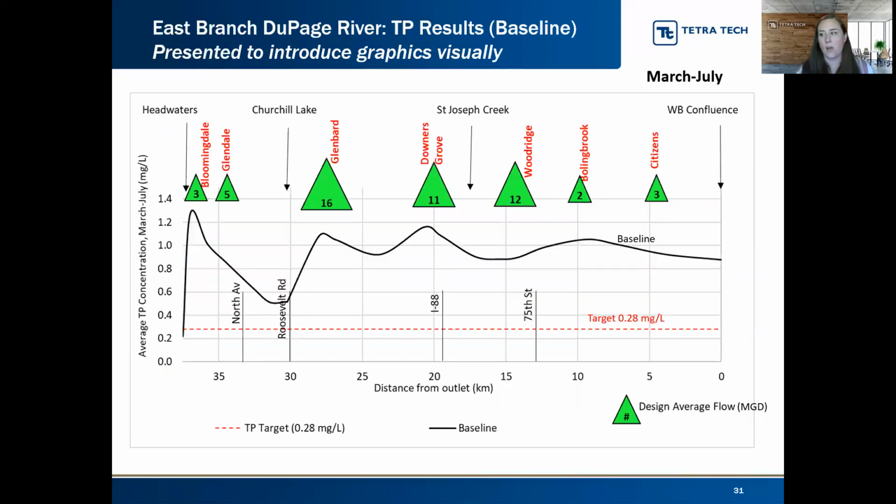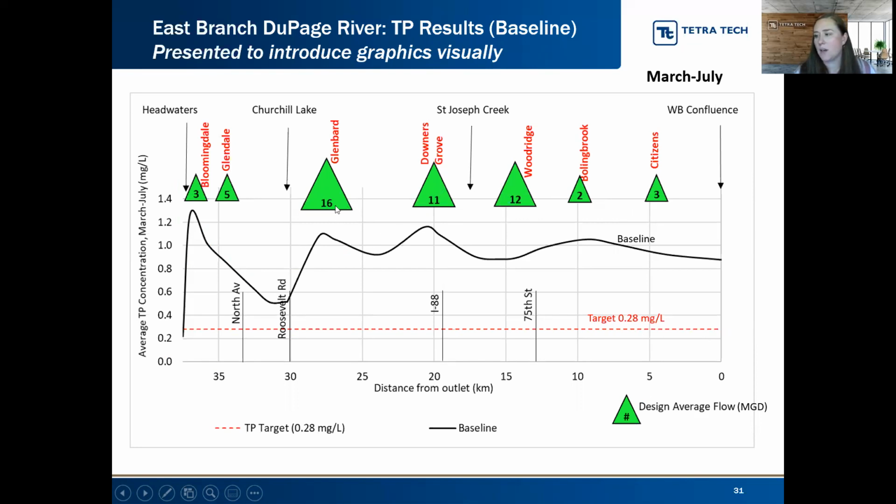Okay, and then the next suite of plots are all going to look kind of like this. This one is just to get you up to speed. It looks like one that I showed you before as well. We've got our average total phosphorus in stream. Our baseline is the black line, and then we've got the target of 0.28, what's going to get us down there. And the numbers here in green are the discharge maximum, or the design average flow in MGD for each of these plants.